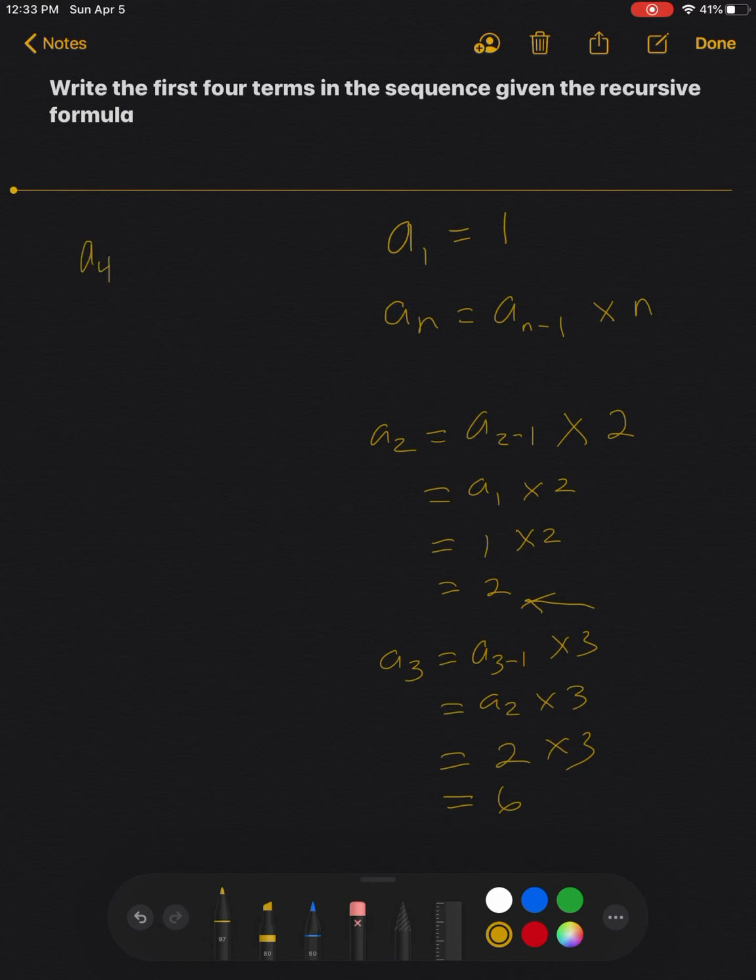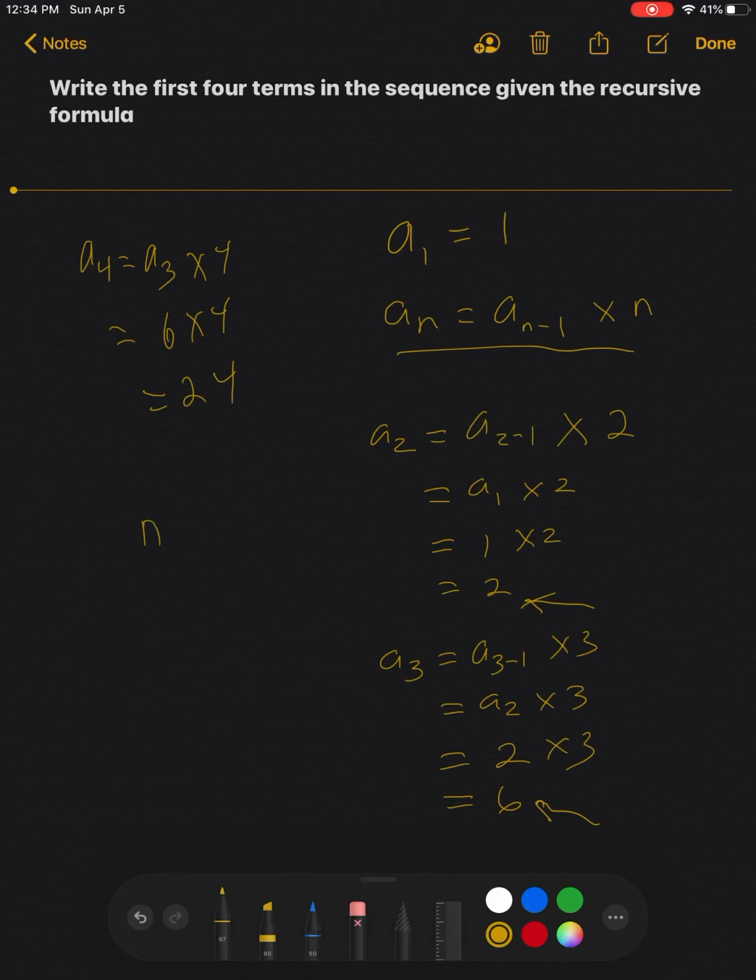Next one, A sub 4. What would A sub 4 be based on this definition right here? A sub 4 is A sub 3, right? 4 minus 1 is 3, times 4. What's A sub 3? 6. 6 times 4 is 24. And this particular sequence, which starts out like this, 1, 2, 6, 24, it's a famous one. It's known as the factorial sequence.